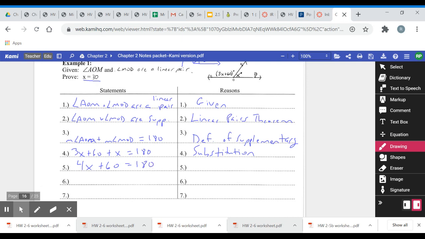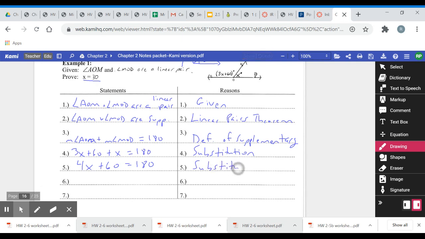And then again, think about that reason like we talked about in class recently. If I took the 3x and the x, yes, I added them, but I am not going to say addition property because I did not add something to both sides of the equal sign. That 180 stayed the same. So if I'm just replacing 3x plus x with 4x, then that is actually substitution.